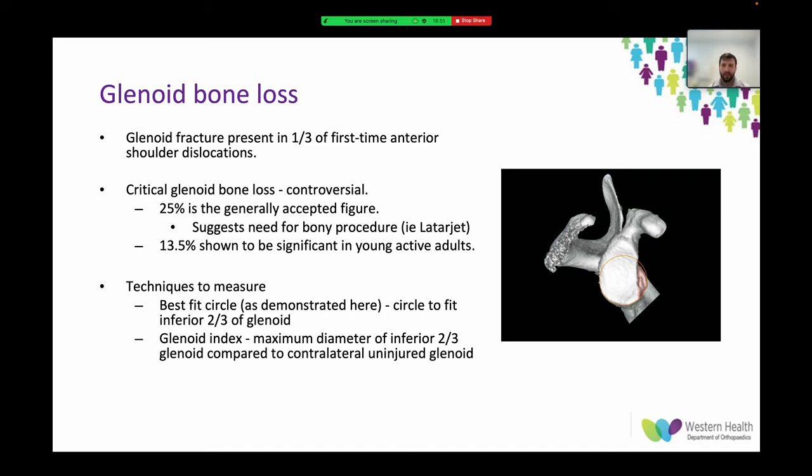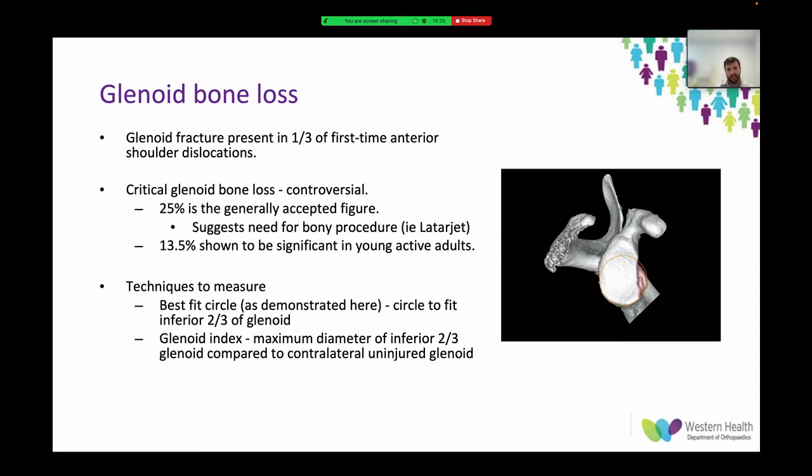So we need to talk a bit about glenoid bone loss, and this is where it gets interesting in my opinion. There's glenoid fractures present in 1/3 of first-time anterior shoulder dislocations. And we talk about this concept of critical glenoid bone loss. This figure is controversial. We used to say 25% or more will always need a bony procedure. However, recent literature has shown that in young active adults, even 13.5% is significant. And that can be quite subtle. Unless you look at glenoids a lot, it can be difficult to pick up.